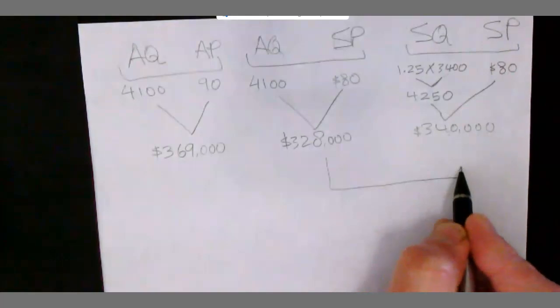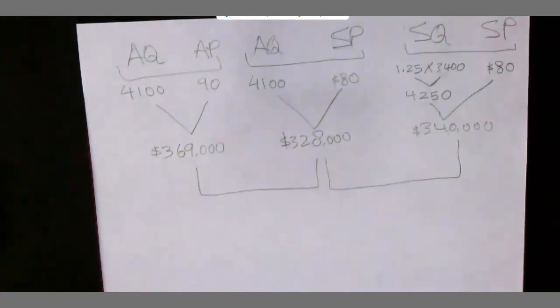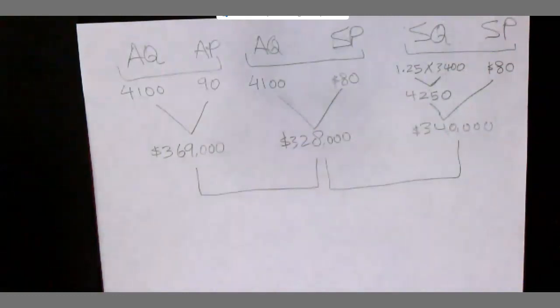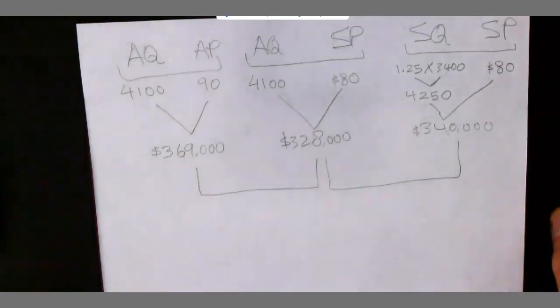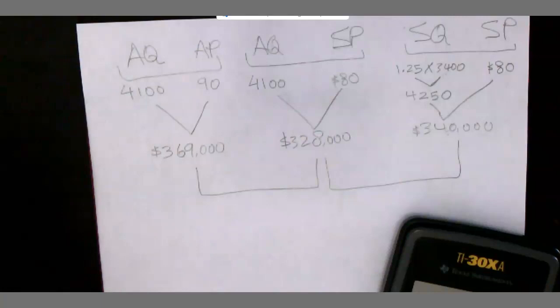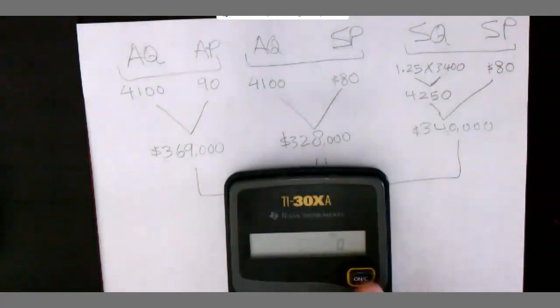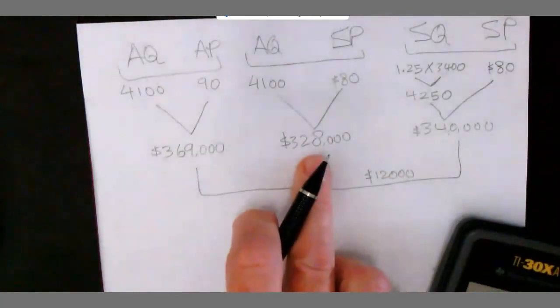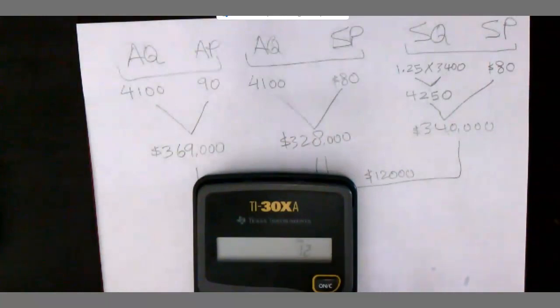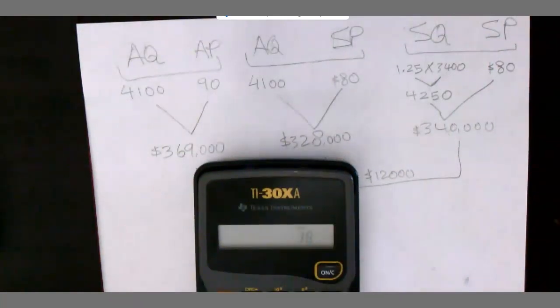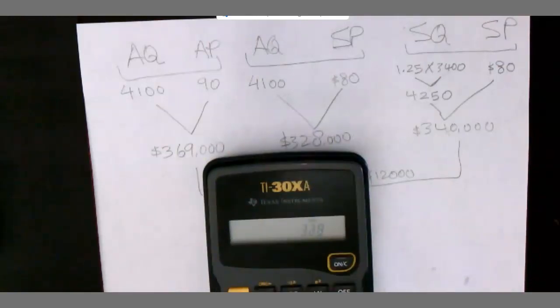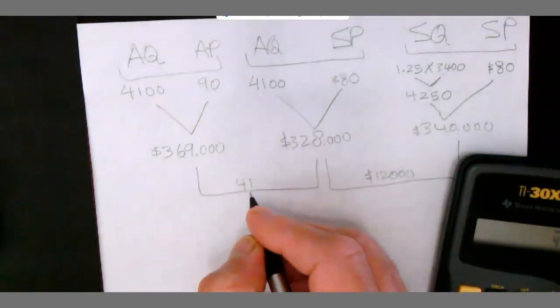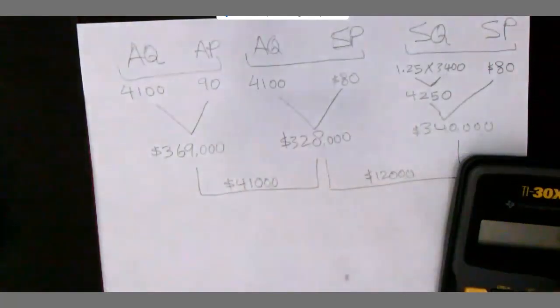Now let's attach these two and attach these two, okay? So 340,000 minus 328,000. How much is that? $340 minus 328 is 12,000. Then $369,000 minus 328,000 is 41,000. So far, so good? Easy?